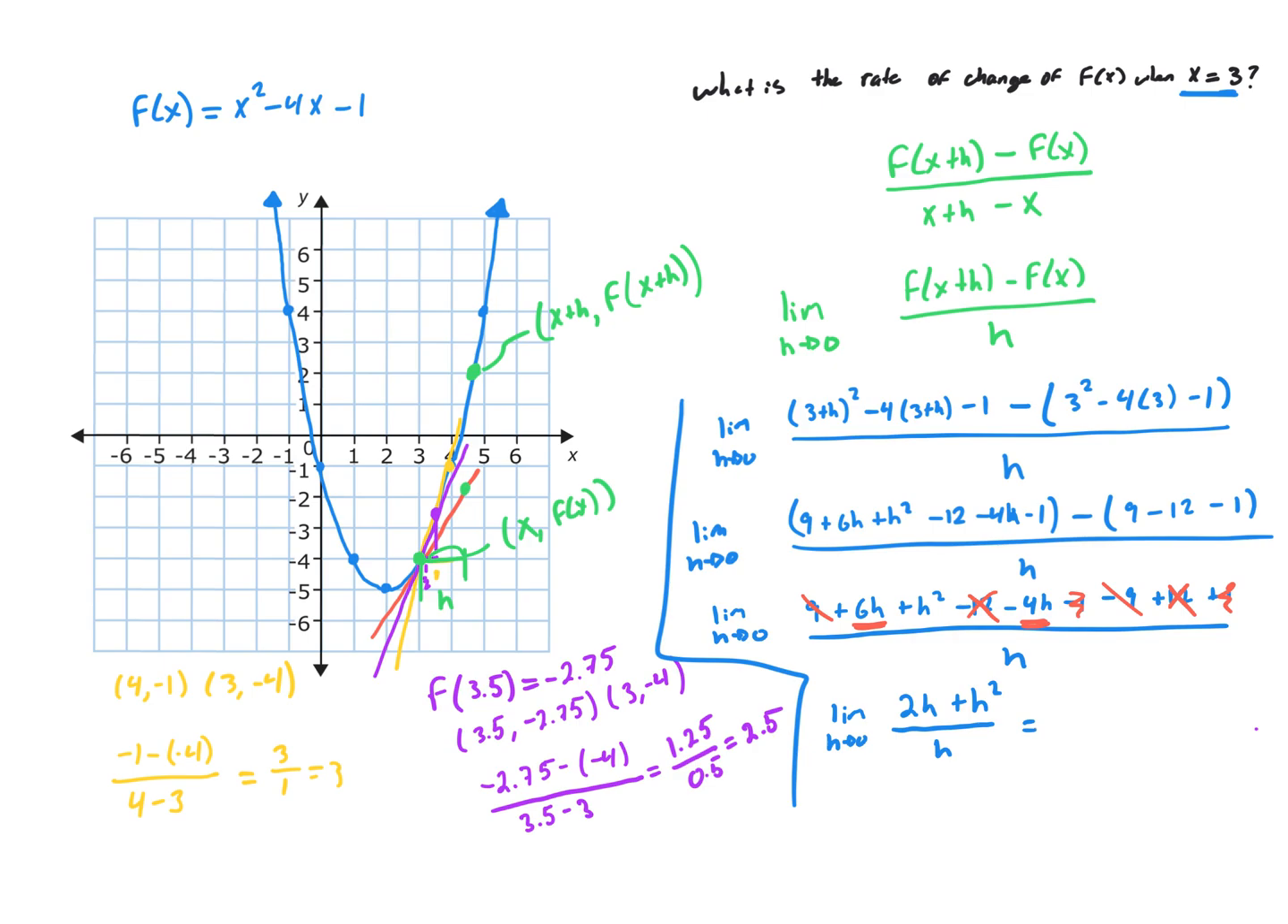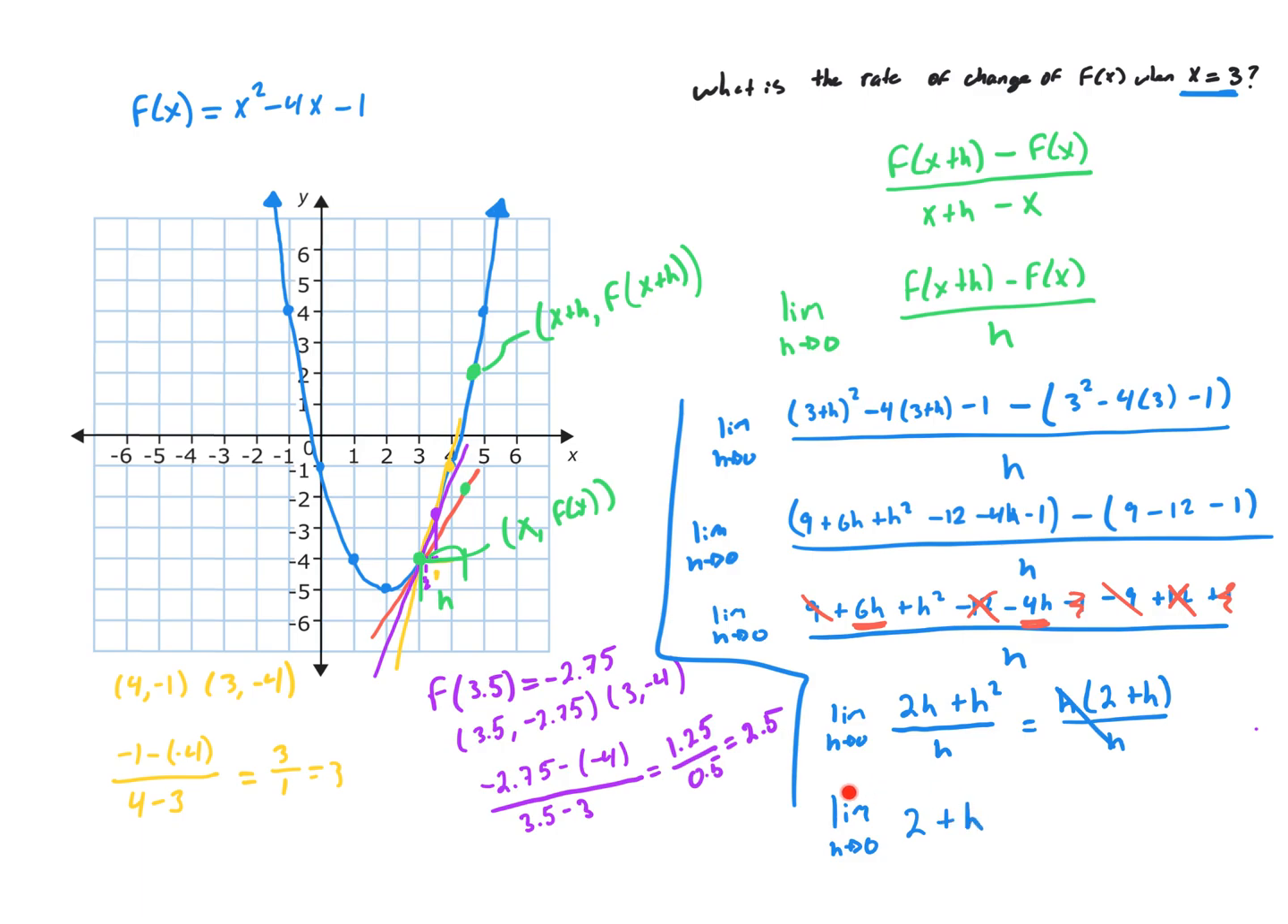Notice I could factor out the top of that there to have an h. This is going to be a 2 plus an h over h. And then those h's reduce, which would just give me that 2 plus h. So now we have the limit as h approaches 0 of 2 plus h.